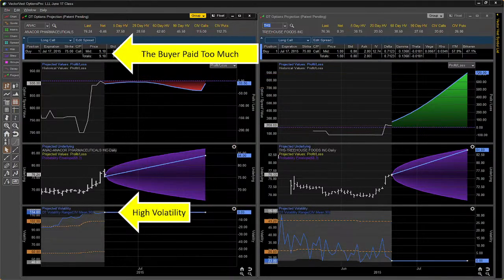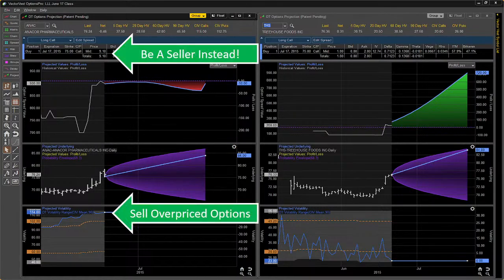It's because that option on the left had extremely high volatility. The premium was priced way too high. It puts the buyer at a huge disadvantage. And what's the central theme here? If the buyer is at a huge disadvantage, it's a huge advantage to the option seller. We're going to look for those extremely overpriced options and we are going to sell them. Because when we do that, we can increase our probability and we reduce risk. We can lose less money on a losing trade.